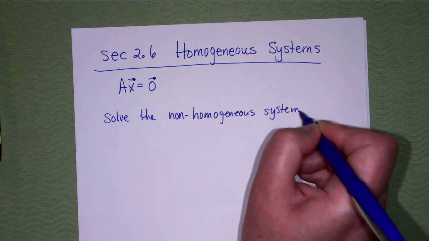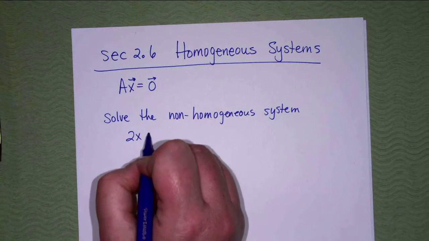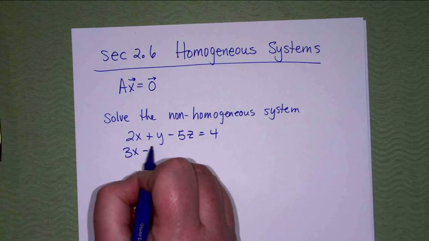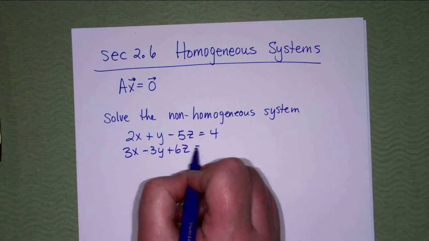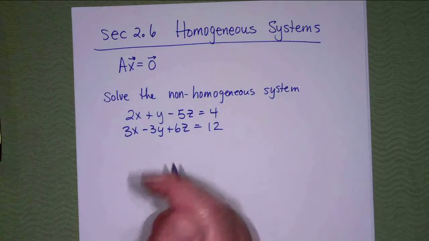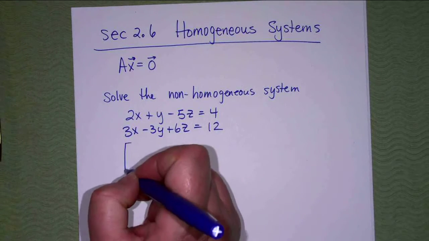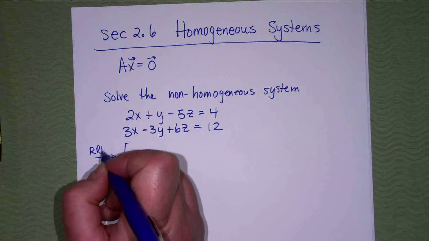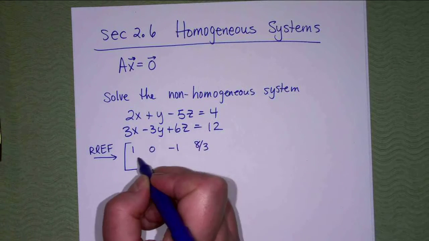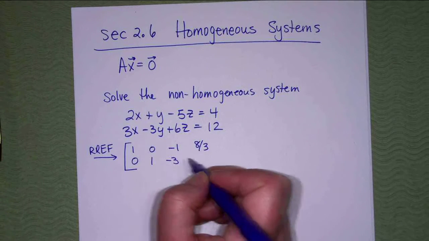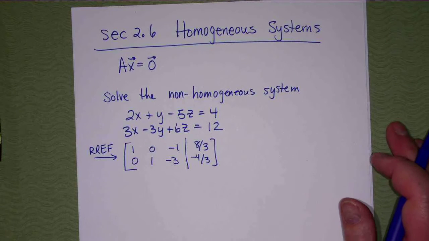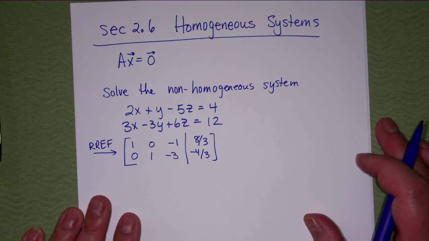Okay, so we're going to solve the non-homogeneous system first. 2x plus y minus 5z equals 4. 3x minus 3y plus 6z equals 12. Okay, so it's a non-homogeneous system because it doesn't have zeros on the other side. If we were to solve this, I'm just going to give you the row reduction.